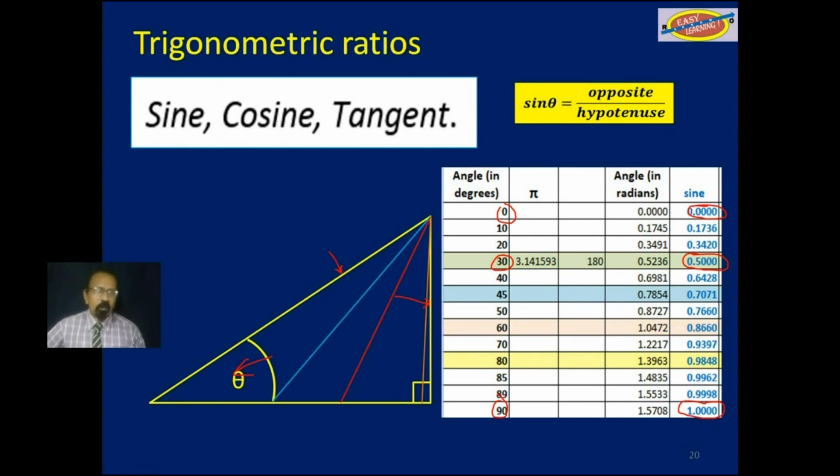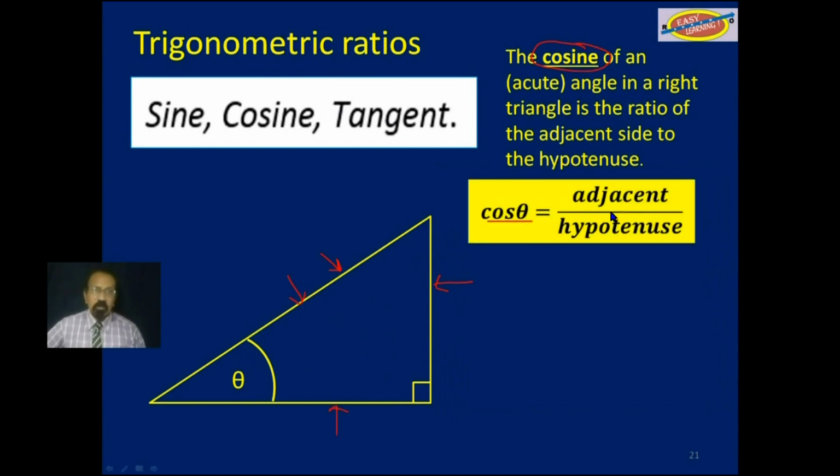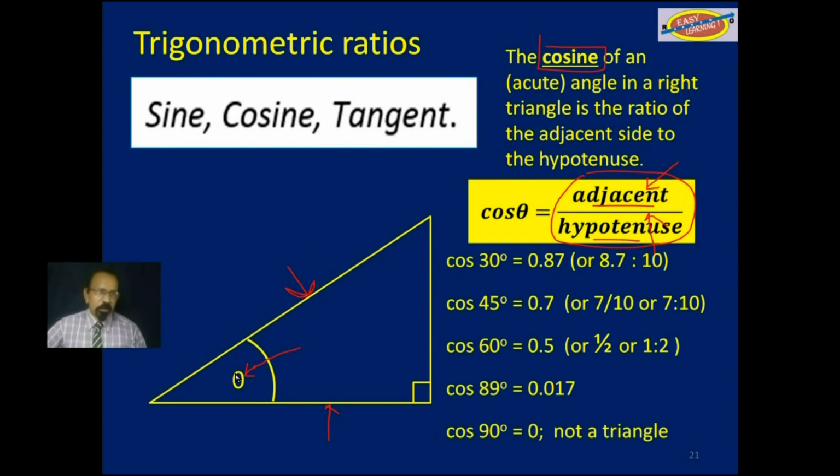Now we come to the cosine. Whereas sine was dealing with opposite to hypotenuse, cosine is dealing with adjacent to hypotenuse. So you may see cosine theta is equal to adjacent over hypotenuse. That means what fraction the adjacent is when compared to the hypotenuse. So let's look at some examples. So if this angle here is 30, the cosine of 30 is 0.87. That is to say, this side here is 0.87 of the hypotenuse.